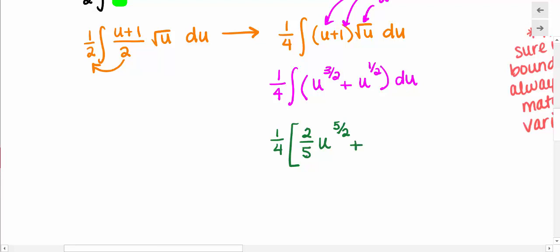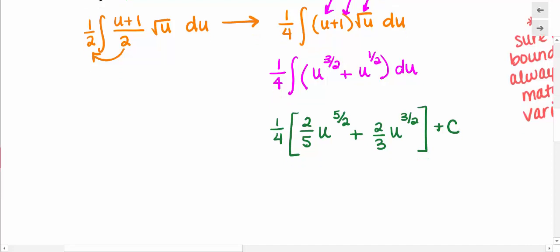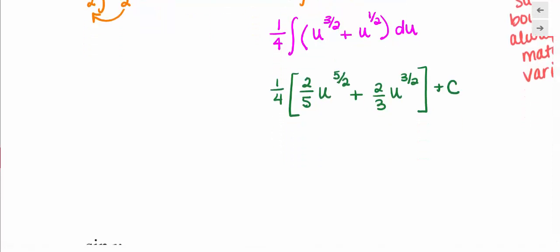Plus, I'm going to leave a space because, again, I have a fractional exponent, so I know I'm going to put a coefficient in front of there. This will be u to the 3/2 times 2/3, and all of that plus c. And whether you put your plus c in that 1/4 or not is up to you. But I do need to put my u's back in. If you want to distribute your 1/4, you can.